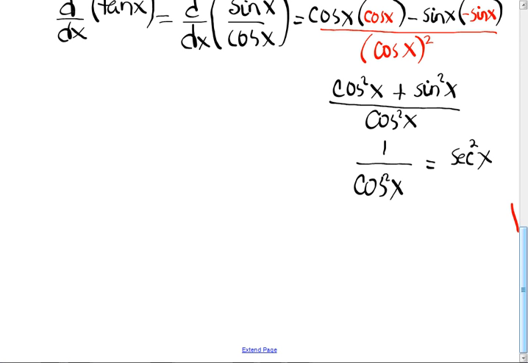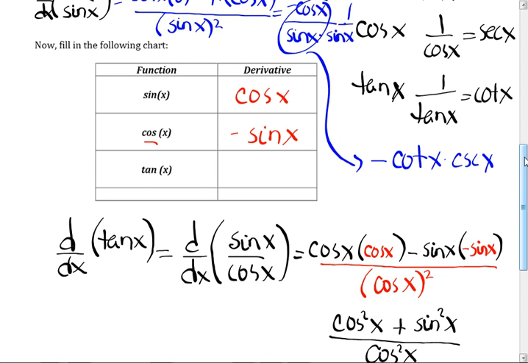Well, not that bad. Derivative of sine is cosine. Derivative of cosine is negative sine. Derivative of tangent is secant squared. No, these are the derivatives. This is secant squared. We're going to get them all.